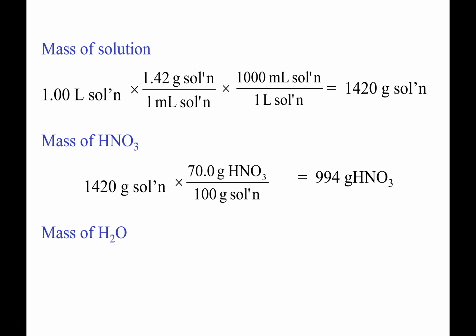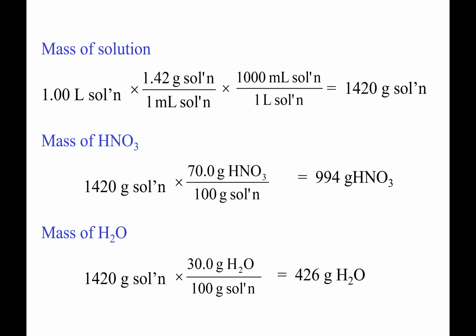So if we do a similar thing for H2O, we have our 1,420 grams of solution times 30 grams of H2O per 100 grams of solution. Round to 3 sig figs, we get 426 grams of H2O. So now the fog is kind of lifting a little bit. You can see now we have the mass of your solute and your solvent, and of course we can use the molar masses to get to moles, and then we're kind of on our way to knocking out the problem.